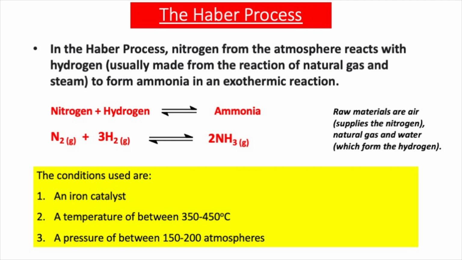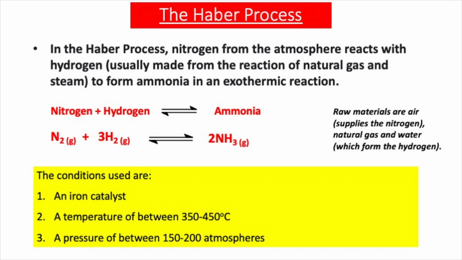So now let's look in detail at the Haber process. Well, in the Haber process, nitrogen from the atmosphere reacts with hydrogen, which is usually made from the reaction of natural gas and steam, to form ammonia in an exothermic reaction. So we have a word equation here: nitrogen plus hydrogen forms ammonia, and the reaction is reversible, and this means that the reaction goes both forwards and backwards.